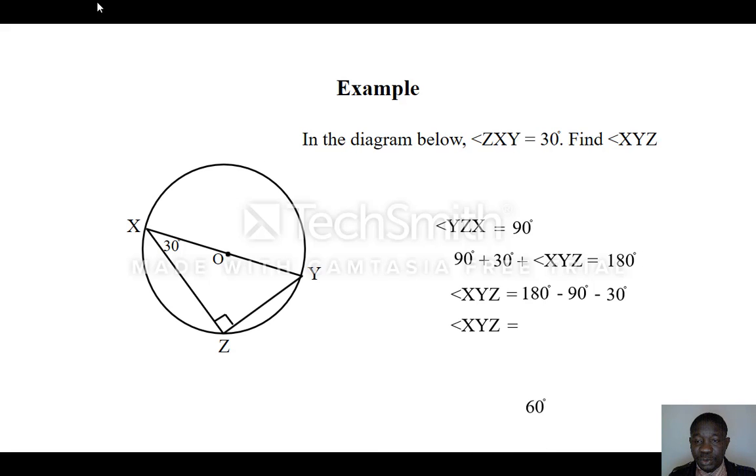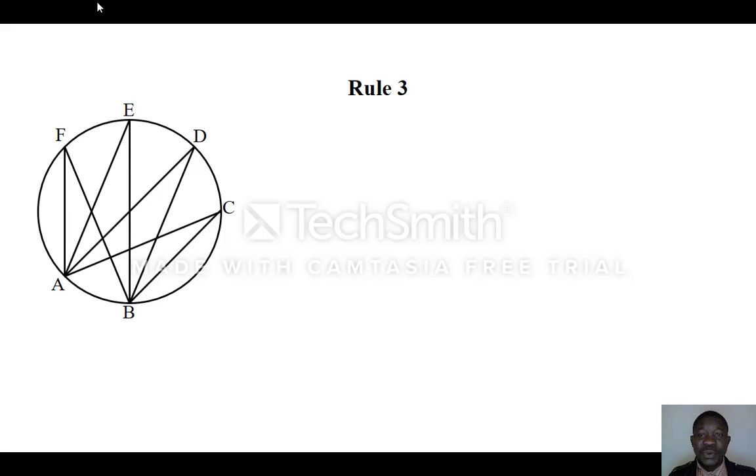XYZ is equal to 60 degrees if we subtract 90 and 30 from 180. Now let's look at rule 3.